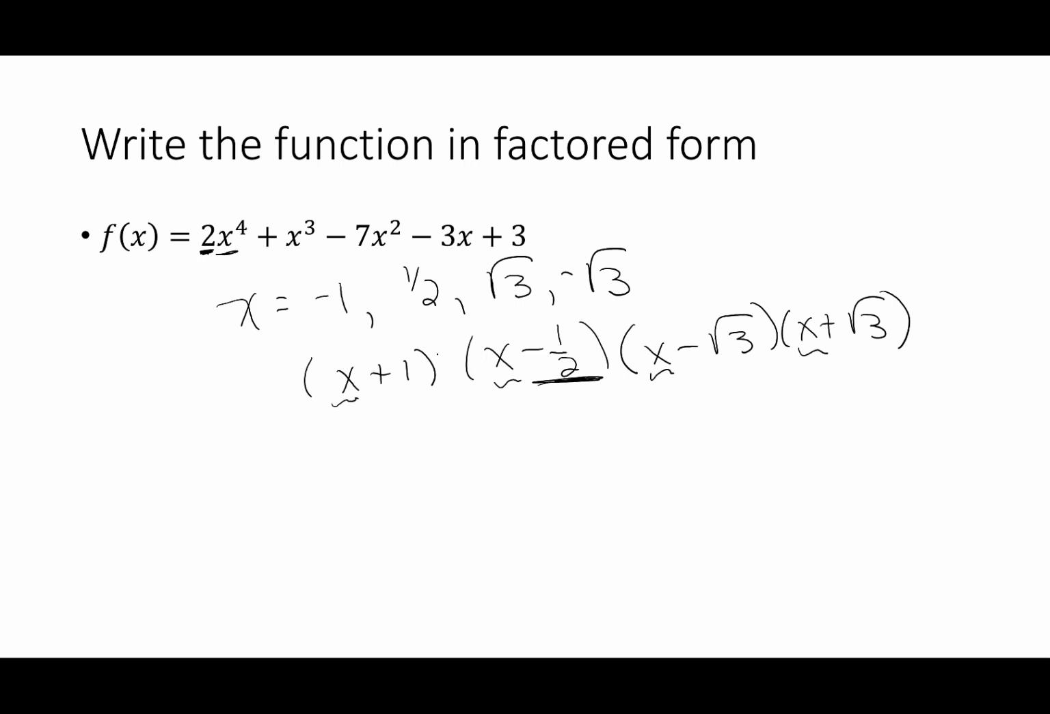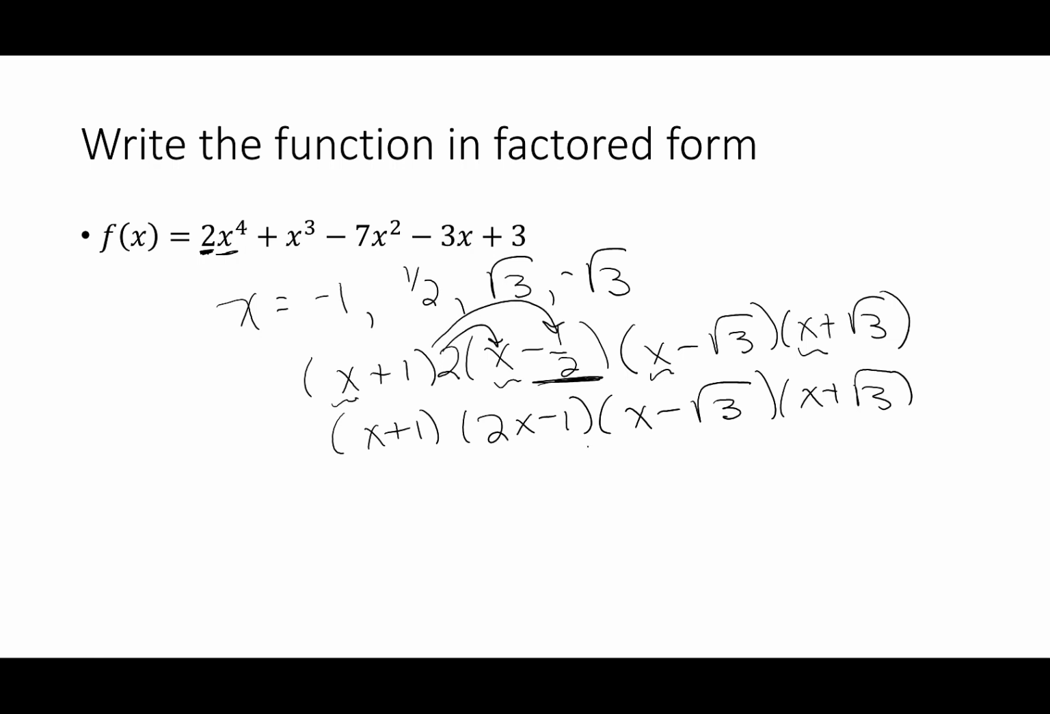So when I multiply by 2, I'm going to think about multiplying right here by the x minus 1/2 to get x plus 1, 2x minus 1, x minus the square root of 3, and x plus the square root of 3. So here I distributed to get rid of the fraction and to bring in the leading coefficient that I need. So that's an important step that's easy to miss.